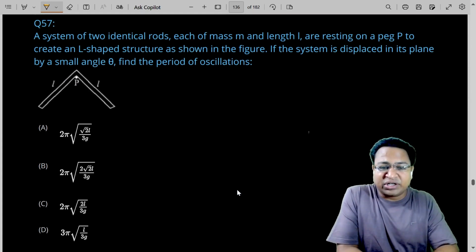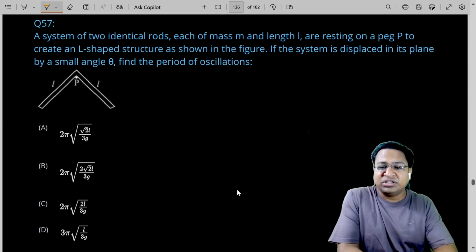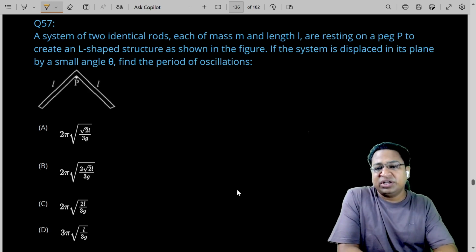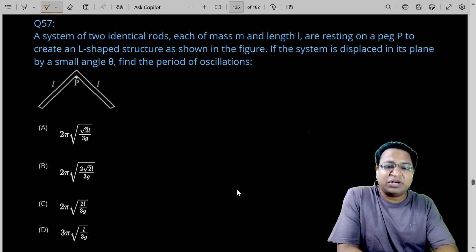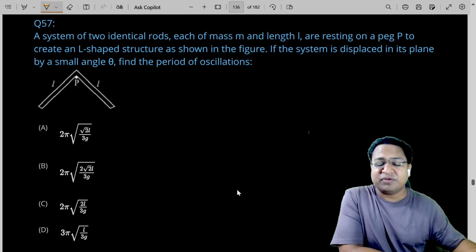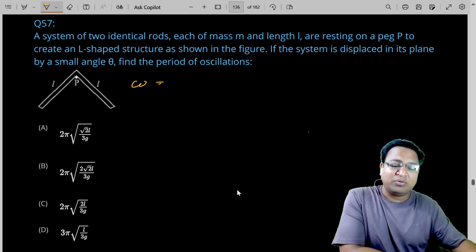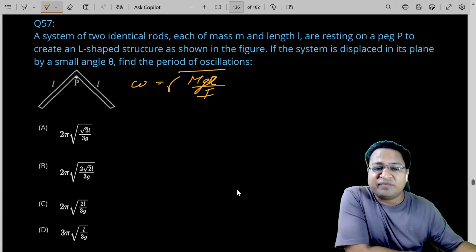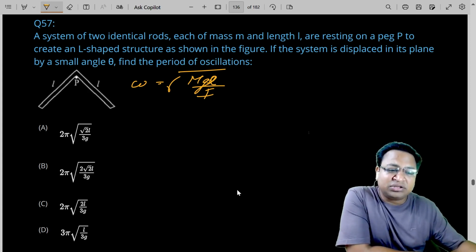Now, a system of two identical rods, each of mass m and length L, are resting on the peg P to create an L-shaped structure as shown in the figure. If the system is displaced by a small angle, find. Now, guys, this is a question based on the concept of physical pendulum. For a physical pendulum, the omega is written as root mgl by I. Here l indicates the distance of center of mass from the axis. So this rod will have its center of mass at the midpoint. This rod will have its center of mass at the midpoint. So this system will have its center of mass here.